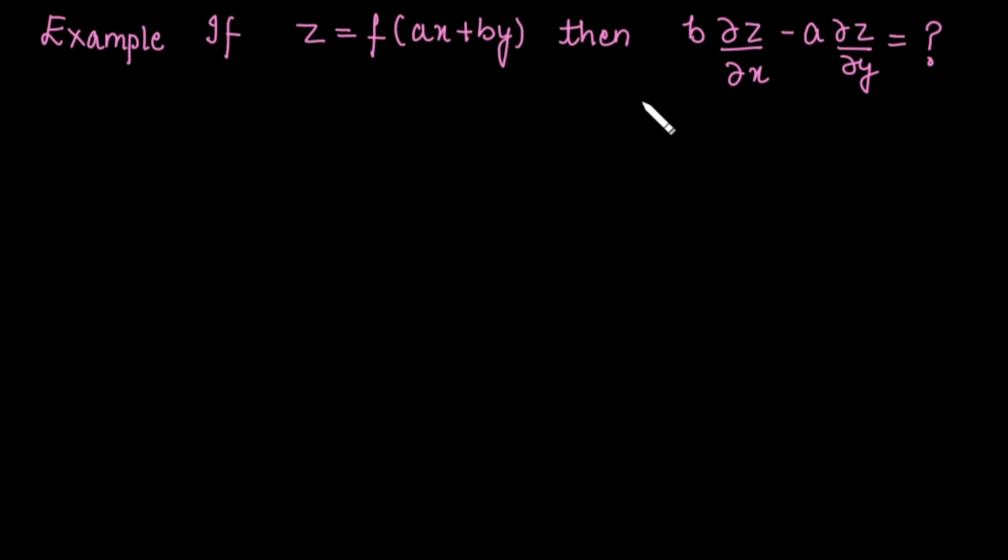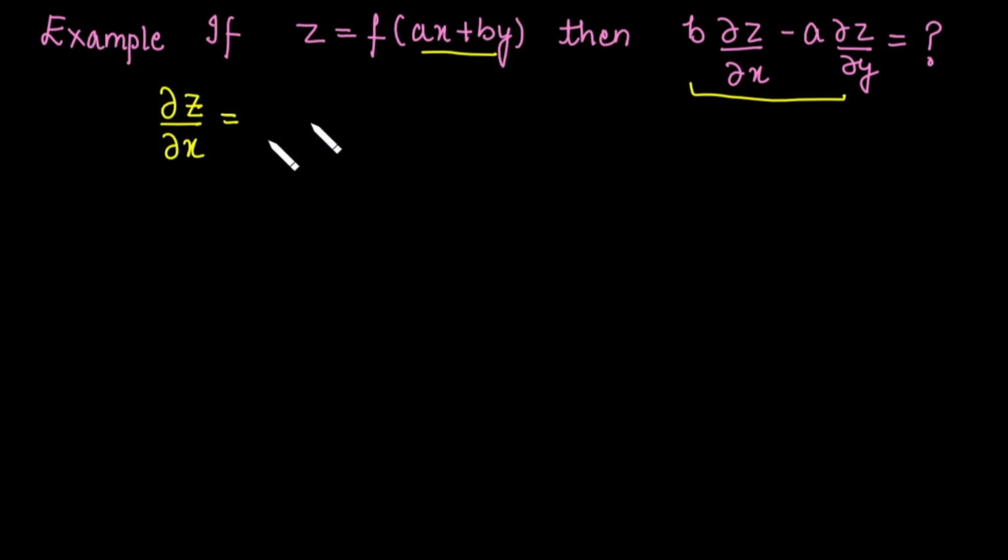Moving towards the third type of question. In this case, rather than writing a function exactly in the form of x and y, the function is of the form ax plus by. Now, we need to evaluate this term. How to evaluate this? Ultimately, this function depends upon two variables x and y, where a and b are constants. We need to find the partial derivative of z with respect to x.